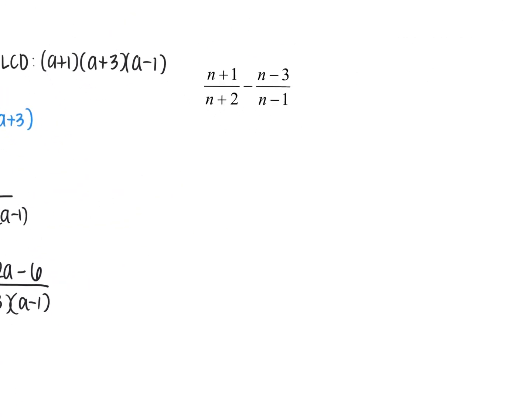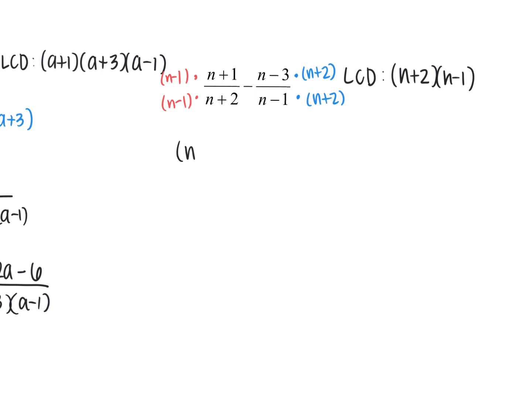Last example, n plus 1 over n plus 2 minus n minus 1, n minus 3 over n minus 1. Wait, the numerators are n plus 1 and n minus 3. The nice thing is my denominators are already factored, can't do anything to them. So my LCD, they don't have anything in common. So my LCD is just going to be what appears in my denominators, n plus 2 and n minus 1. So the first fraction, we have to multiply the top and the bottom by n minus 1. And in our second fraction, we have to multiply the top and the bottom by n plus 2.